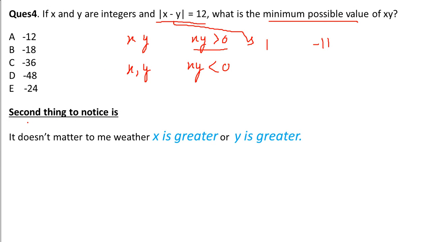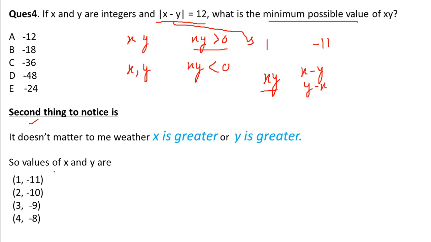Now, the second thing to notice: it doesn't matter to me whether x is greater or y is greater, because at the end I have to find the value of xy. So whether the mod opens with x minus y or y minus x doesn't matter to me, because xy is free of whether x is greater or y is greater.